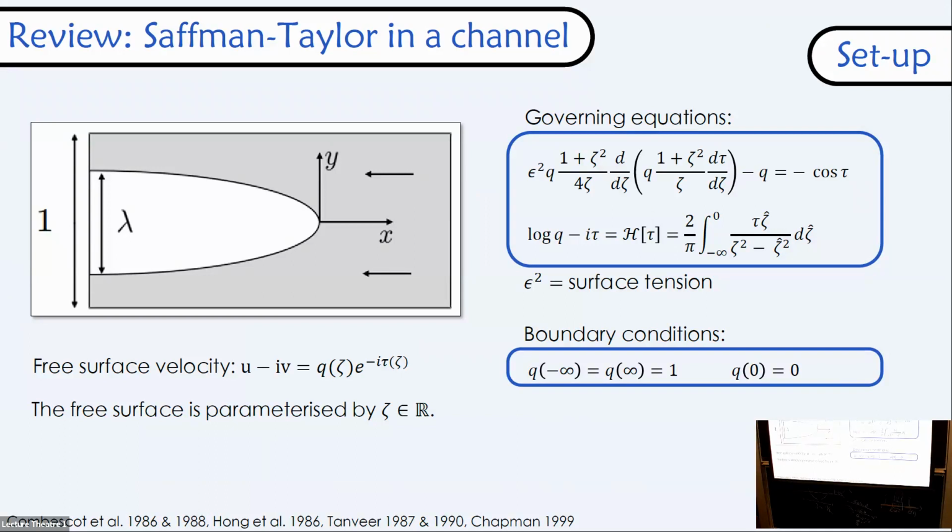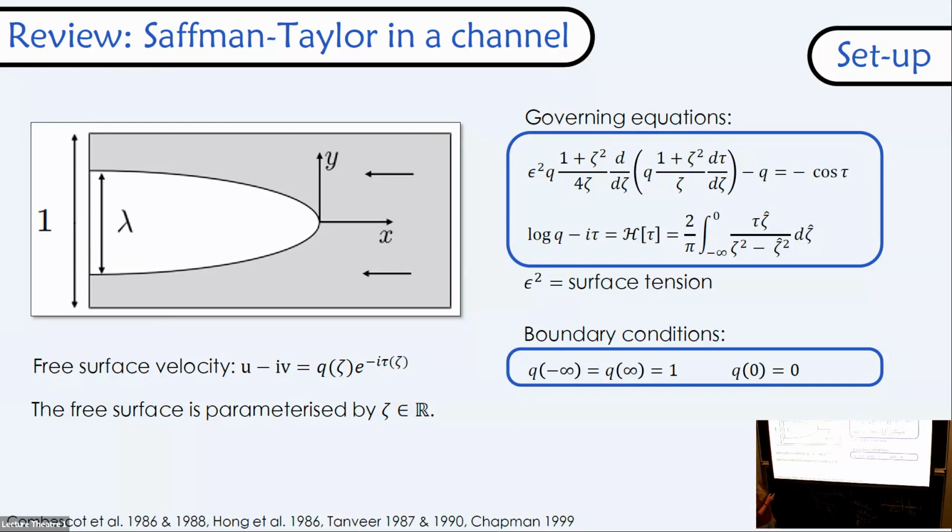So this is the setup I showed on the last slide. We're going to try and model the free surface to try and identify what this parameter lambda is. We've got two key variables, q and tau, the speed and the angle on the free surface. And then you've got a parameter zeta, which is going to parameterize this free surface in this problem.